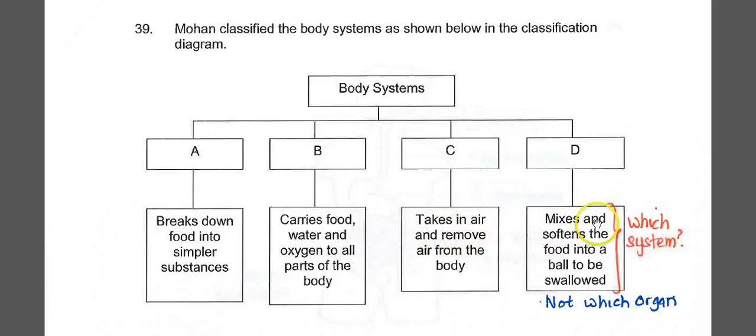Now over here, it mixes and softens the food into a ball to be swallowed. Alright, into a ball to be swallowed. Now over here, it asks you which system. Alright, look, body system. A, B, C, D must be systems. They're not asking which organ. Now some of you are tricked when you see mixes and softens food in the body to be swallowed. You say this is the mouth. The three of them, you answer system, and you answer this as organ. That is wrong.